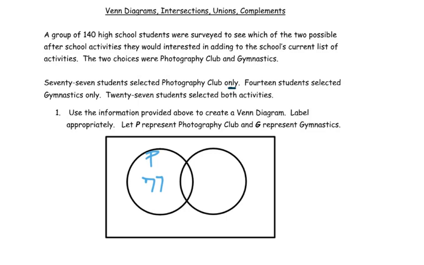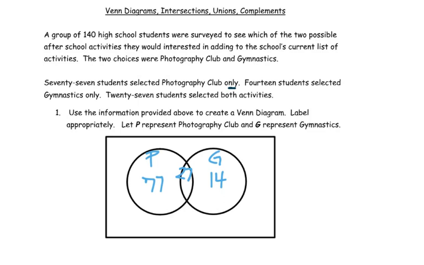And then for the gymnastics, looking over here next to gymnastics, we'll call that G, and we have 14 students selected to take gymnastics only. That's what they would like to add. And then we had 27 students. They selected both activities. So 27 goes in the intersection of the two circles. So that's 27 in the middle where they intersect. Means they selected both photography and gymnastics.